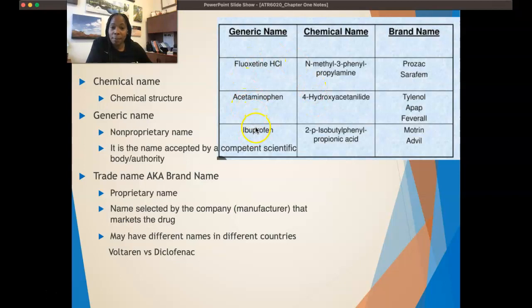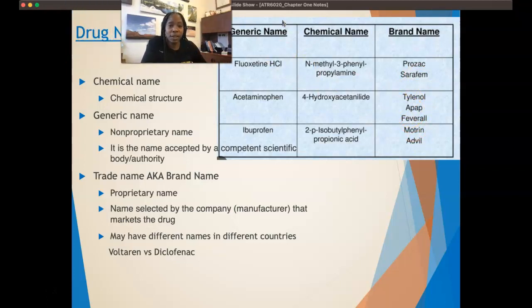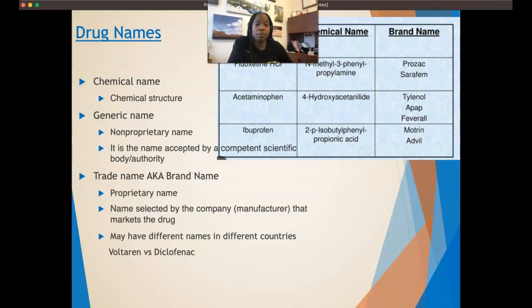And then what will happen is companies will start to develop their own drug based on the chemical name and the chemical structure. And that's where the brand name comes in. So the brand name is a proprietary name. Most often it's selected by the company or the manufacturer that is going to be marketing the drug. So you can have multiple companies marketing the drug, right? Those multiple companies then come up with their own brand name.